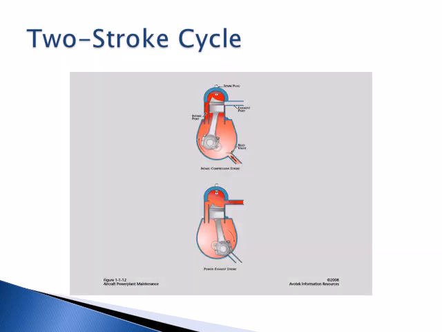This diagram illustrates the two main strokes in a two-stroke engine. In the intake/compression stroke at the top, the piston moves upward, compressing the air-fuel mixture in the combustion chamber while drawing a fresh charge into the crankcase through a reed valve.